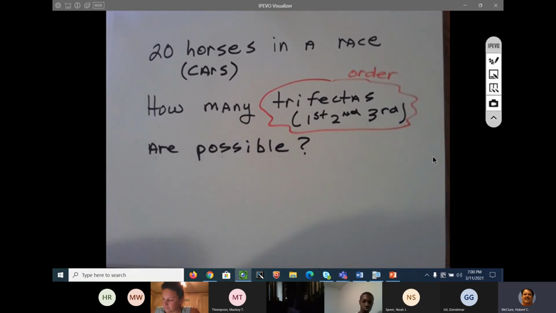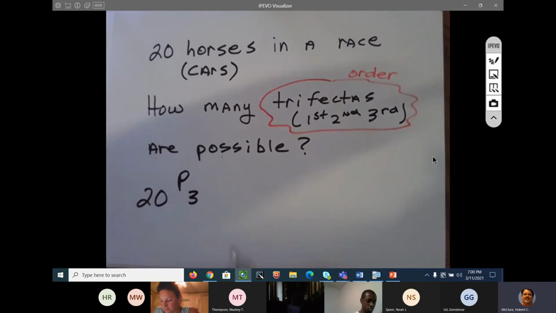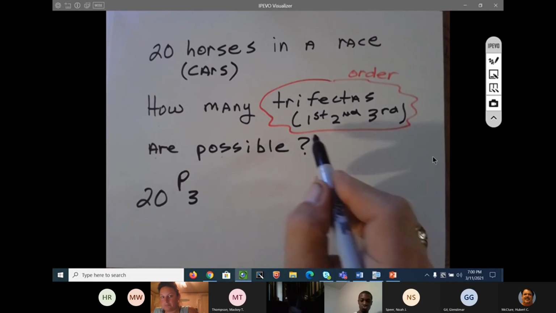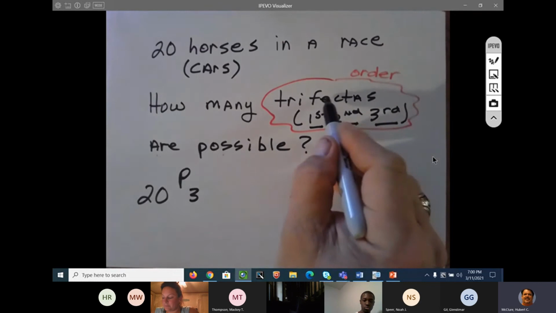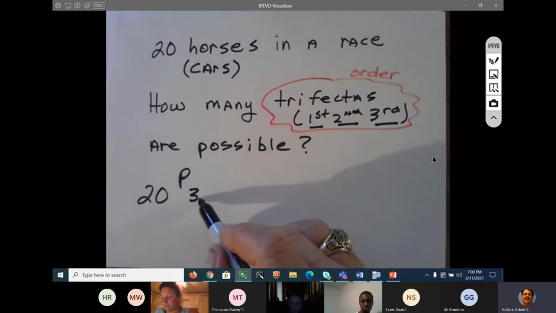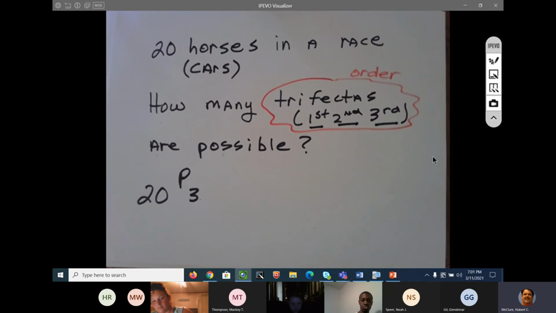20 permutation 3. Now somebody tell me where I got 3 from. 3, there's first, second, and third places. When you see the word trifecta, r will always be 3. When you do the board members, and there's always president, vice president, treasurer, secretary, r will always be 4 with a board, unless otherwise specified.